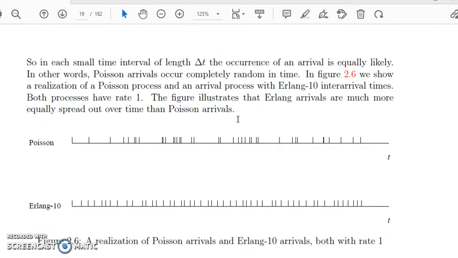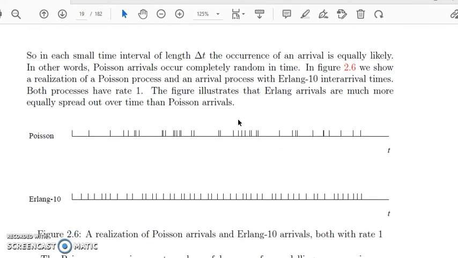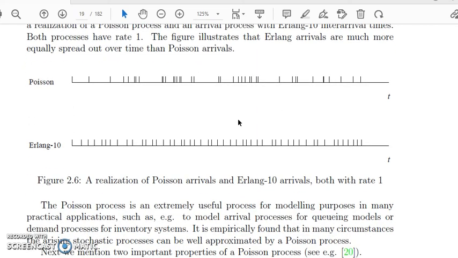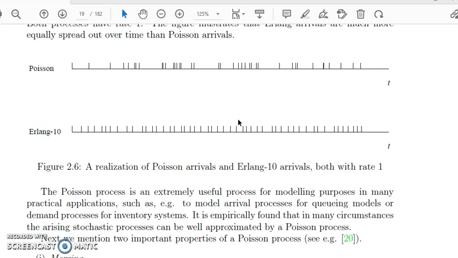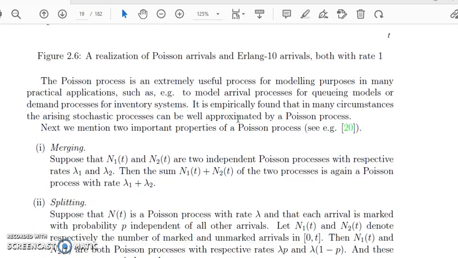The diagram here shows the arrivals in a Poisson process and in an Erlang process. In Poisson, the arrivals occur at random. At time t, there may be 0 arrivals, or there may be 2 or more arrivals. But for Erlang, the arrivals seem to be uniformly distributed. The rate at which arrivals occur varies sparingly.